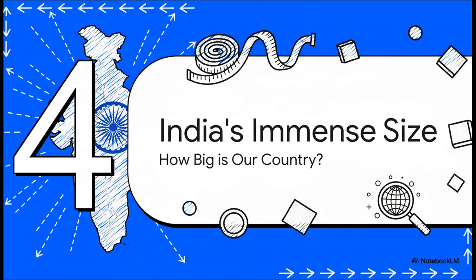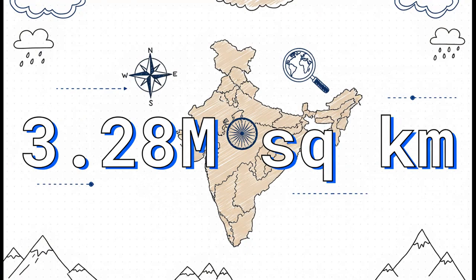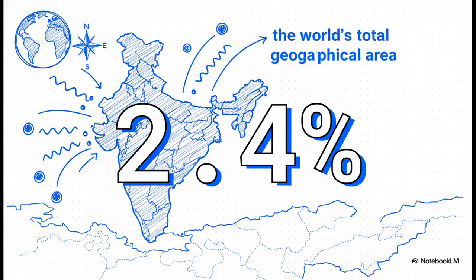Okay, now let's move on from location to the size of India. Our country is incredibly vast, and these numbers will really help you understand just how big it is. The total land area of India is a massive 3.28 million square kilometers. It's a huge number, kind of hard to imagine, right? But this vast size is what gives us such an incredible variety of landforms and cultures. And this massive area accounts for 2.4% of the world's total geographical area. So, out of all the land in the world, India holds about 2.4% of it.